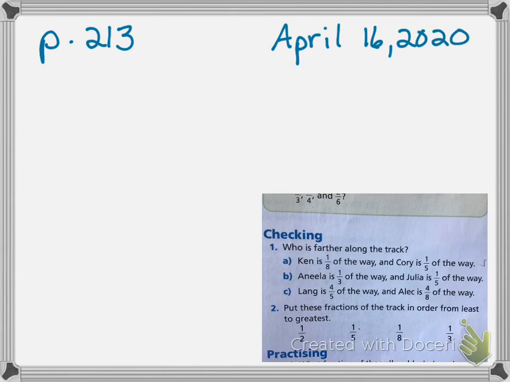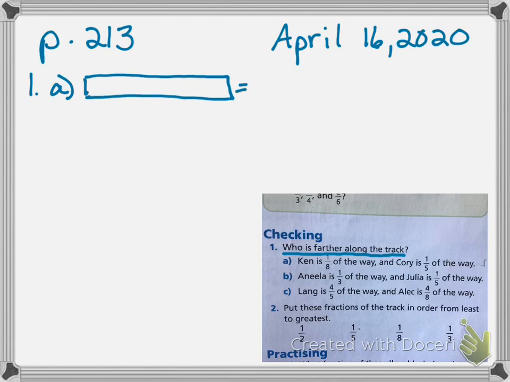Okay, so number 1. And we're looking over here, it has an A part, so we're going to put A right there. Number 1 says, who is farther along the track? So they're going to keep this track idea going. We are going to do what they did in the other question, and we're going to make one whole track. If somebody has run this entire distance, they have covered all of the track. That is one whole track. And then we'll draw the other ones underneath, and then we can compare really easily.